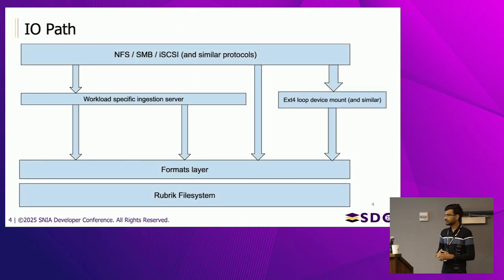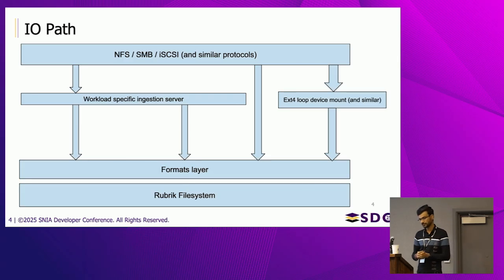These are the common I/O paths. You can have data coming in from NFS, SMB, iSCSI. Then the data may be moved to a workload-specific ingestion server based on the type of object that you are protecting. Then the data is sent to the formats layer. At the formats layer, we compute the incremental. We also do de-duplication, compression, and encryption. And then finally, we persist the data into our distributed file system.